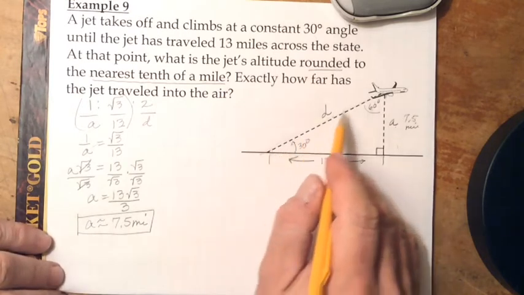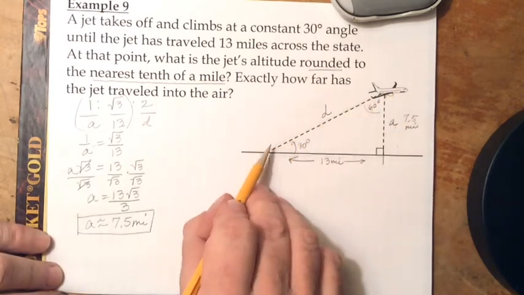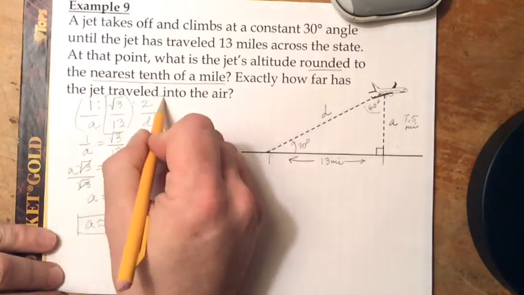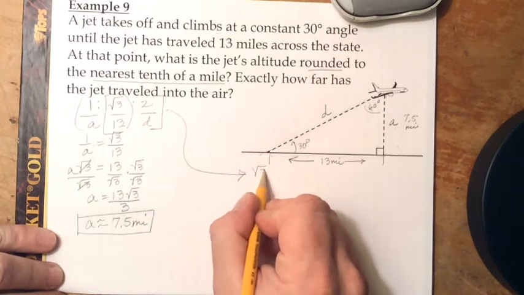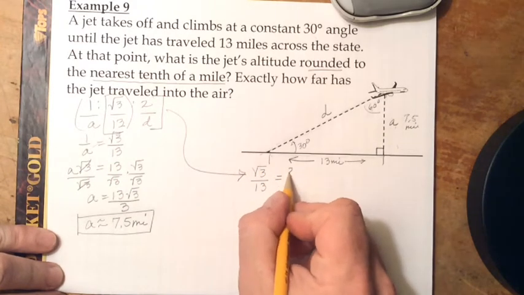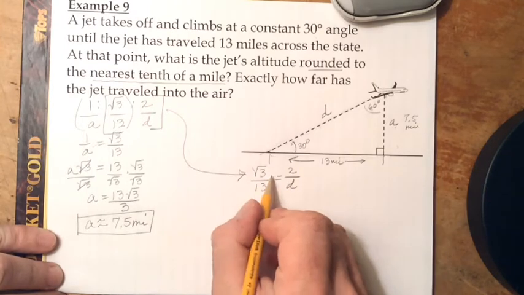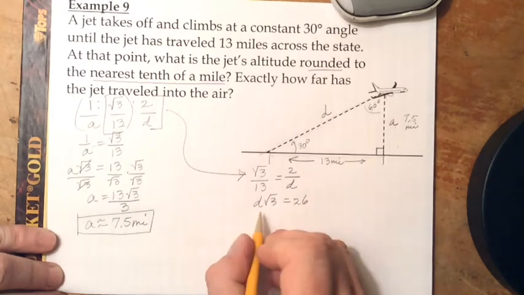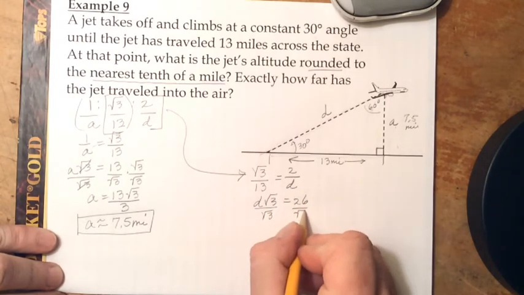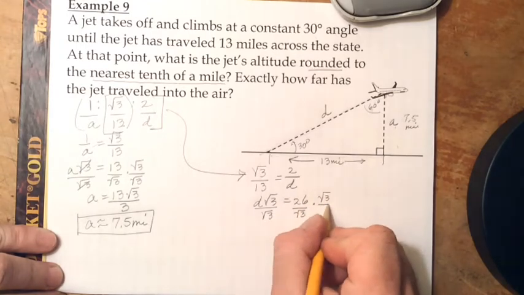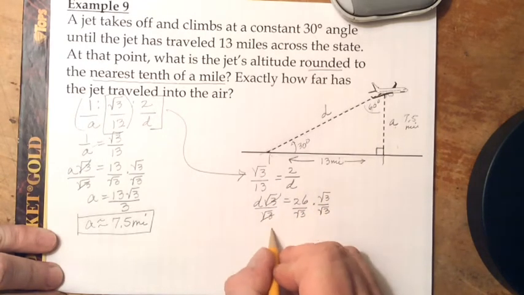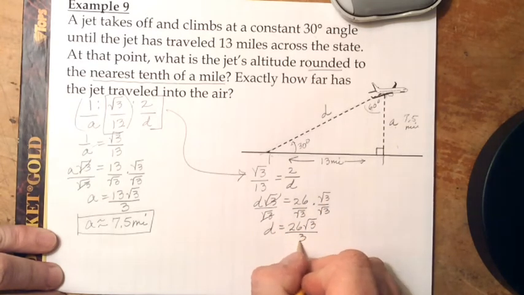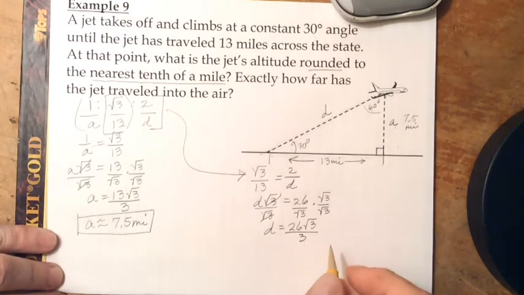Now, for the distance it's traveled into the air, the literal distance from this point to its new point here, we're going to use these two. So I'm going to bring these over here. That's root 3 is to 13 as 2 is to D. Cross multiply, we get D times the square root of 3 equal 13 times 2 is 26. Divide both sides by the square root of 3. We need to rationalize. Those divide out. 26 times the square root of 3 over 3. 26 thirds does not reduce.